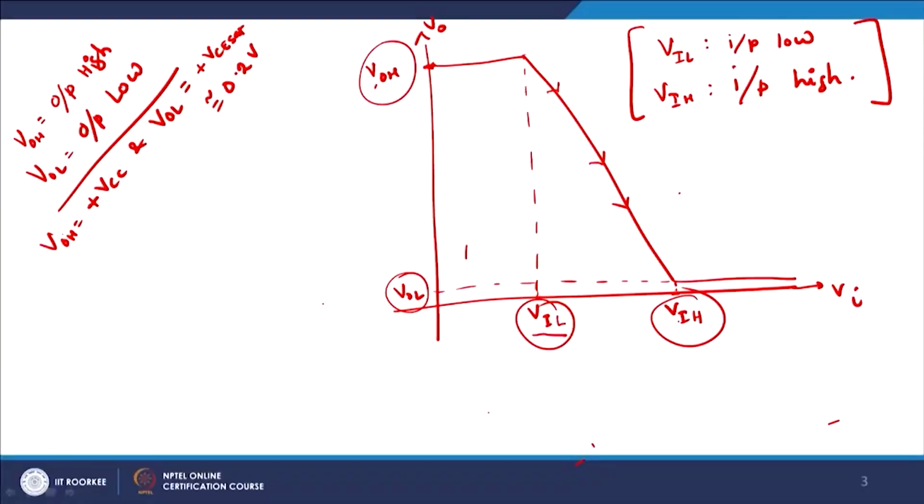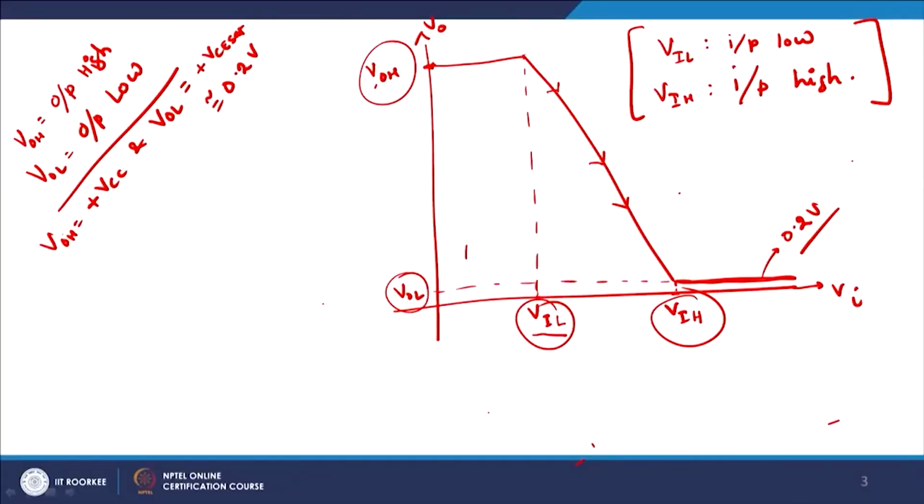VIL, input low, is the maximum value of input at which you will actually get a high. If you exceed this value of VIL, your output will start to drop down, and that is what is happening here. Similarly, VIH is the minimum value at which your output will be low. After this, if you look very carefully, it might fall down or it might remain constant. So this is what you learned. Typically VCE sat is equal to 0.2 for a silicon device.